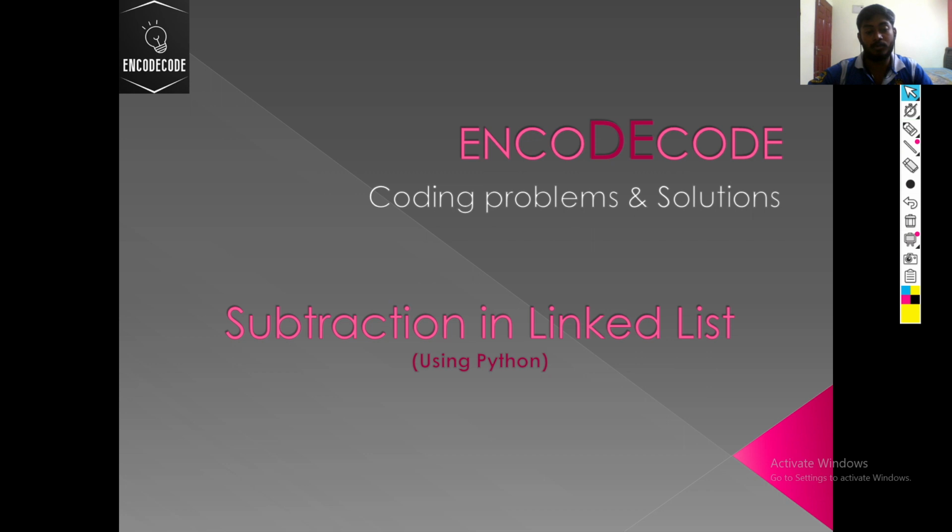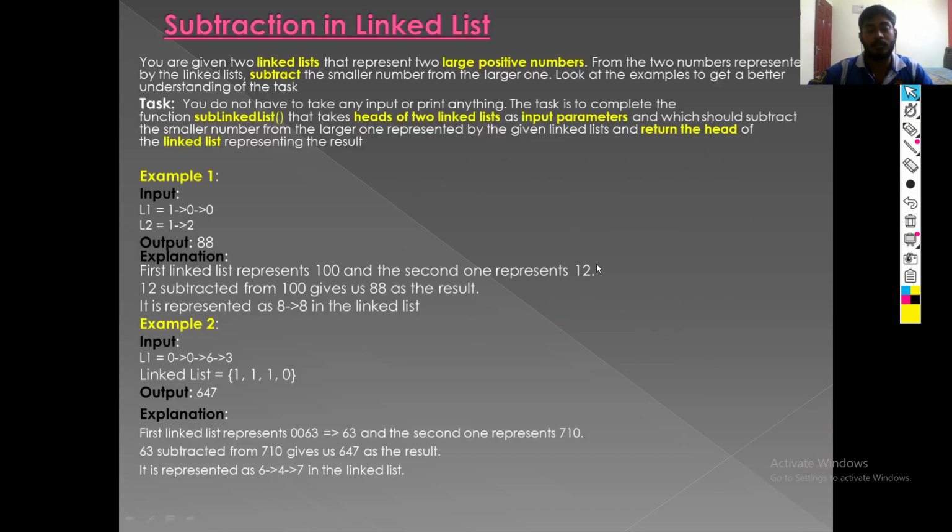Today we are going to see subtraction in linked list, which means there are two linked lists given, which contain positive numbers, a large number and a small number. We have to subtract the small number from the large one, and by that we get a positive value. We need to print that result in the form of a linked list also.